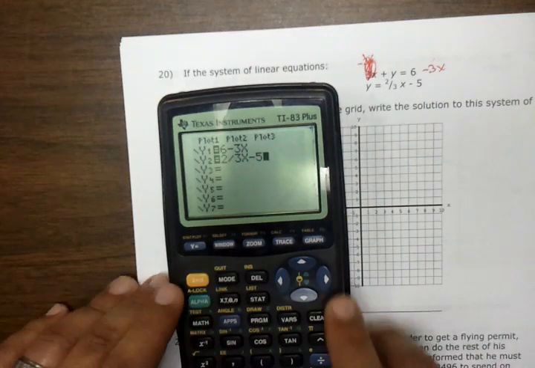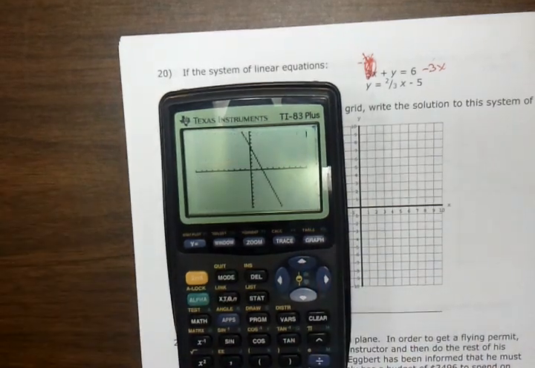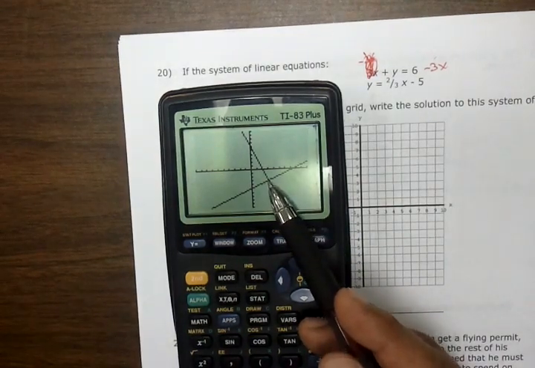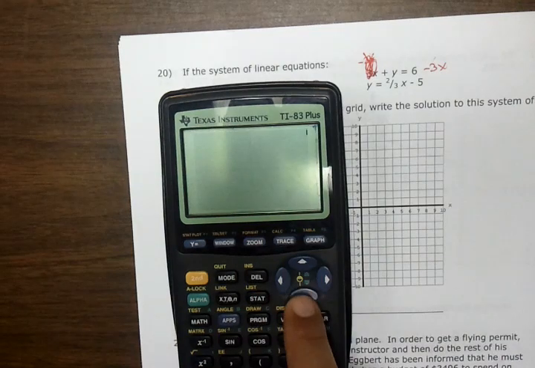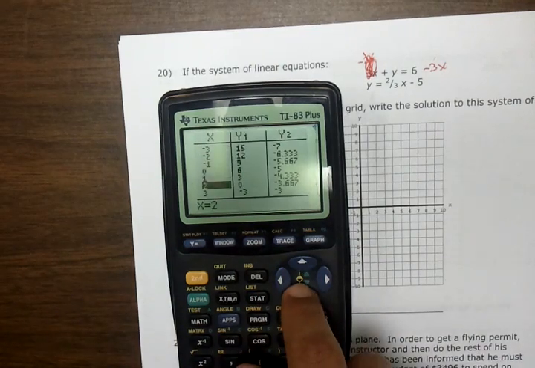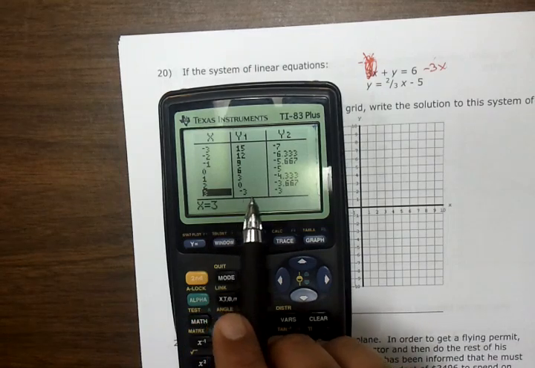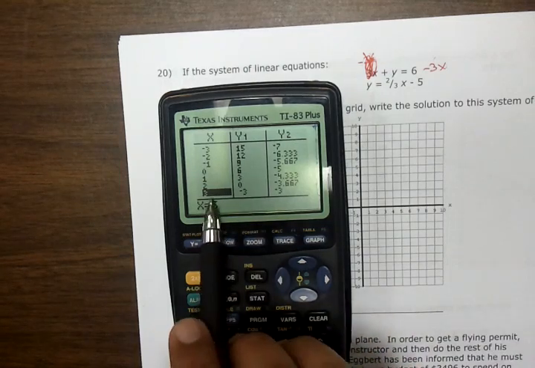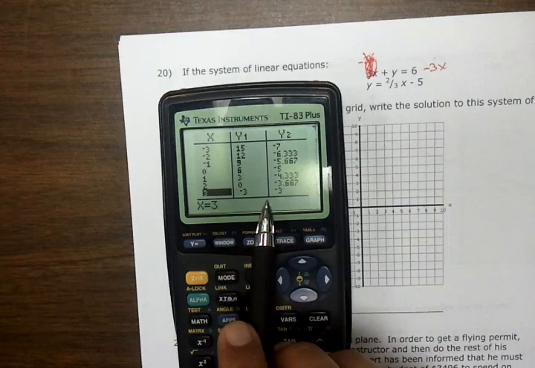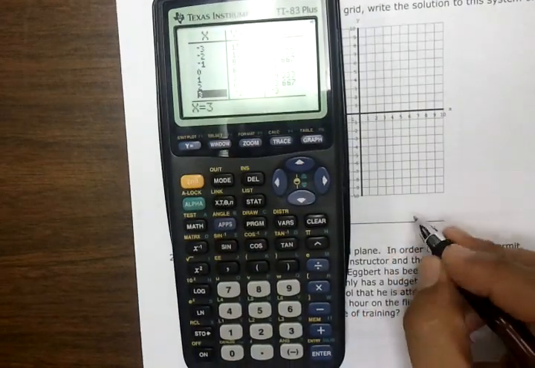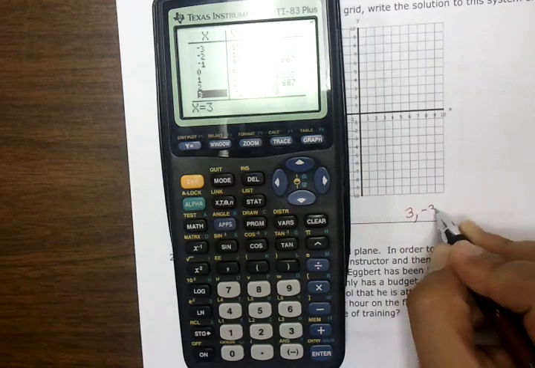Here's my second equation. So graph and see where they intersect. Intersection happens right here. Now what do we do? Bring up the table. It's going to be somewhere in the positive values, and there it is. How do you know it's here? Because look, you notice how both y values are the same? It means that you have the same point. That's where the intersection occurs. So the answer on this one is going to be (3, -3).